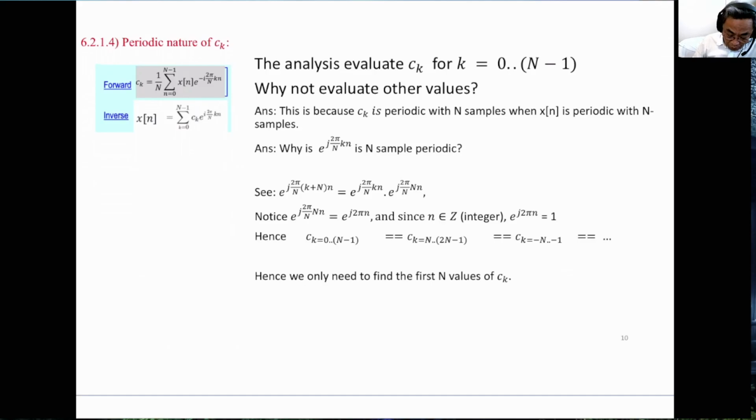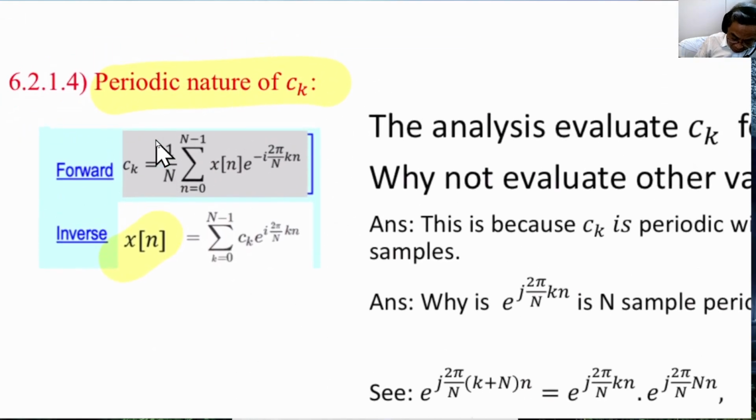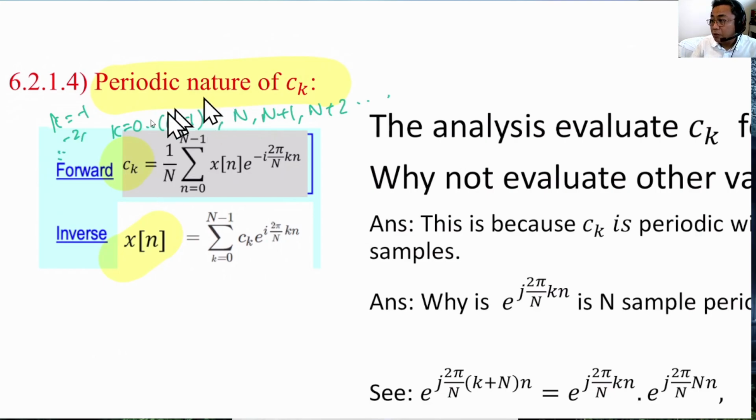This is 6.2.1.4. We will now discuss the periodic nature of CK. So in a periodic sequence x of n, when we perform the analysis CK, we know that we are asked only to find k equals 0 to N minus 1. Why not N, N plus 1, N plus 2, and so on? And why not k equals minus 1, minus 2, and so on? Why do we only do k equals 0 to N minus 1?